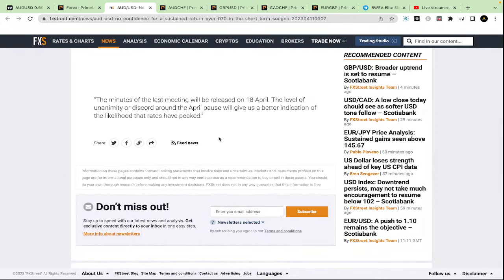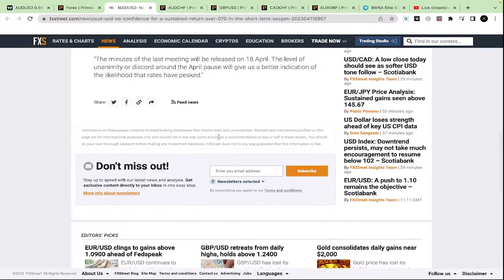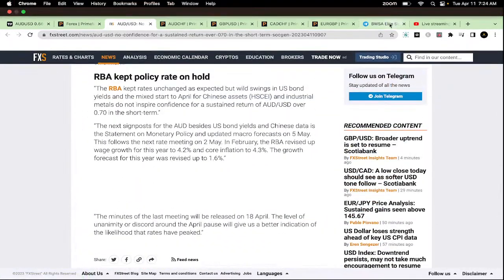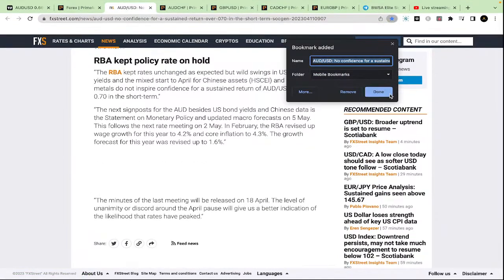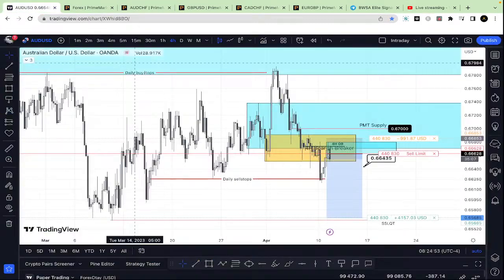Australia. The last meeting minutes will be released on April 18th. The level of unanimity or discord around the April pause will give a better indication of the likelihood the rates have peaked. So if rates have peaked, it's going to be a positive thing for them. It just means that they don't have to keep doing rate hikes. They have a much softer landing than the United States dollar. So I'll bookmark that for future reference on AUD USD as the latest article, and we'll continue on.